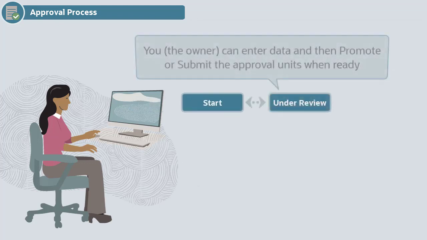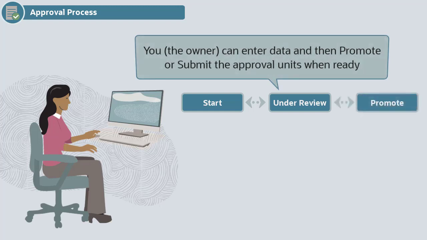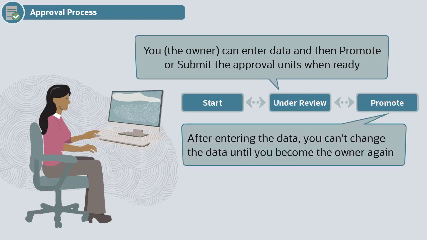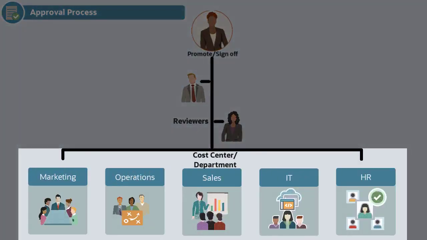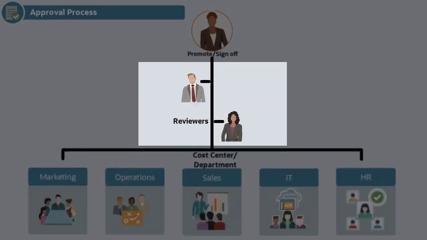In the under review state, you can enter data and then promote or submit the approval units when you consider the data ready. After doing so, you cannot change the data until you become the owner again. Next, operational planners prepare the plan for their cost center or department and submit it as an approval unit that a divisional manager or planner in the intermediate management reviews.